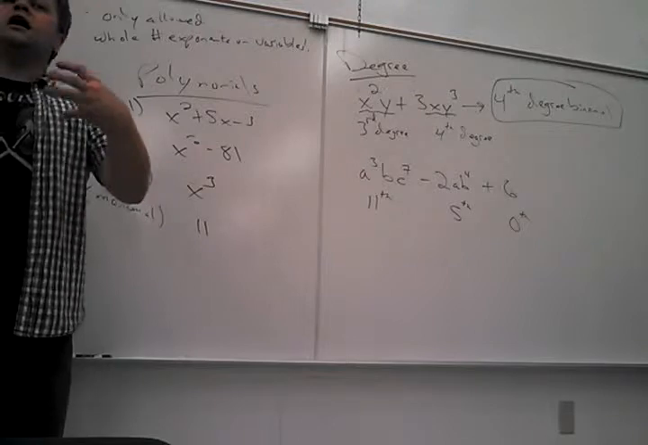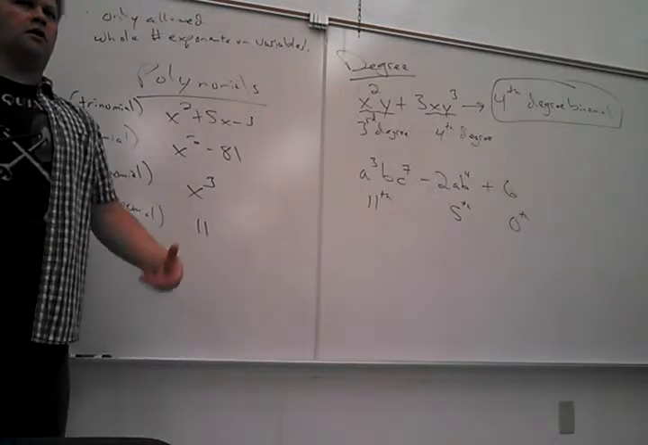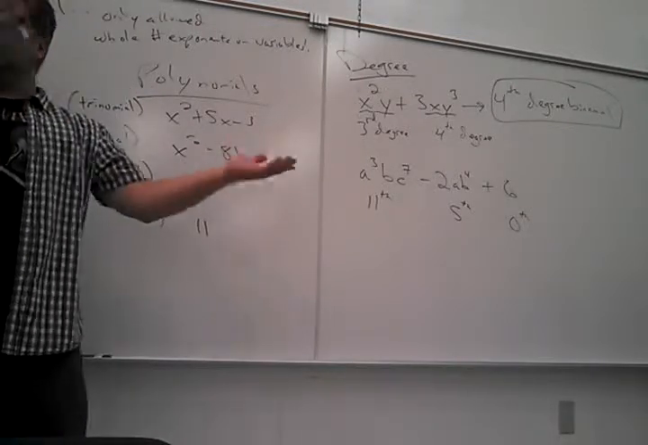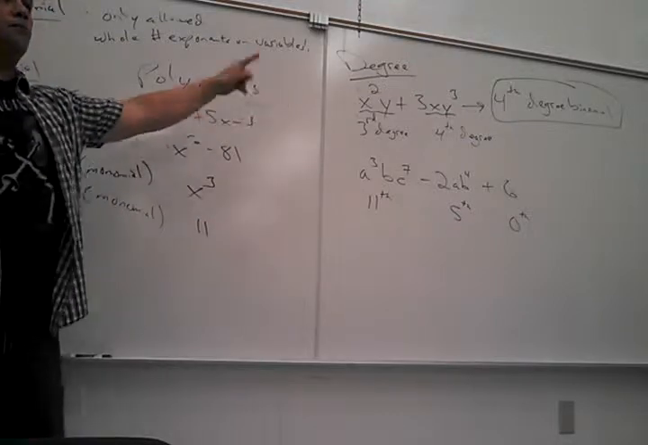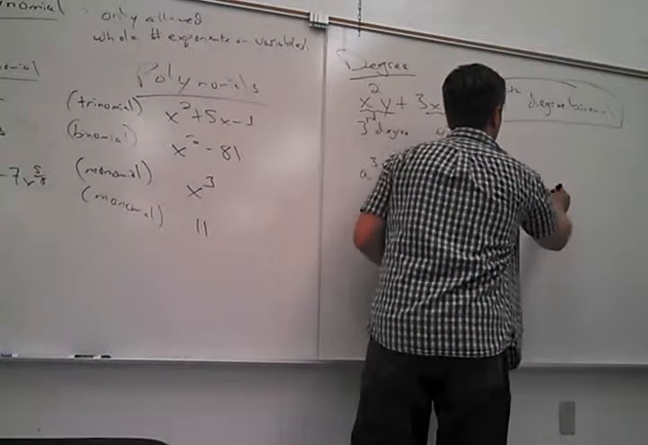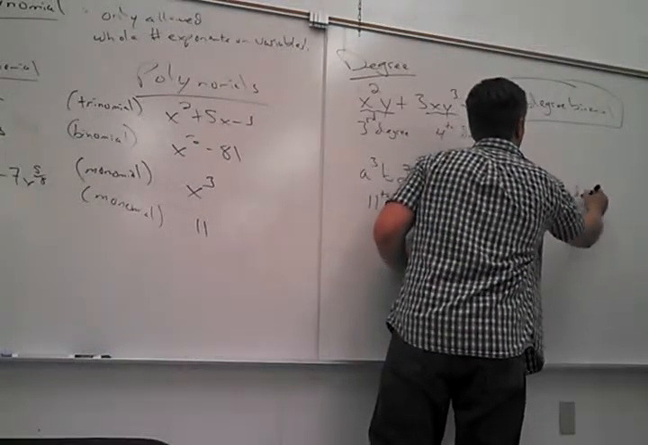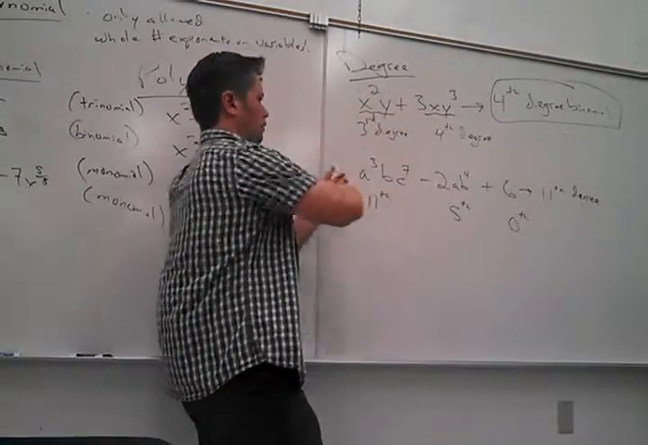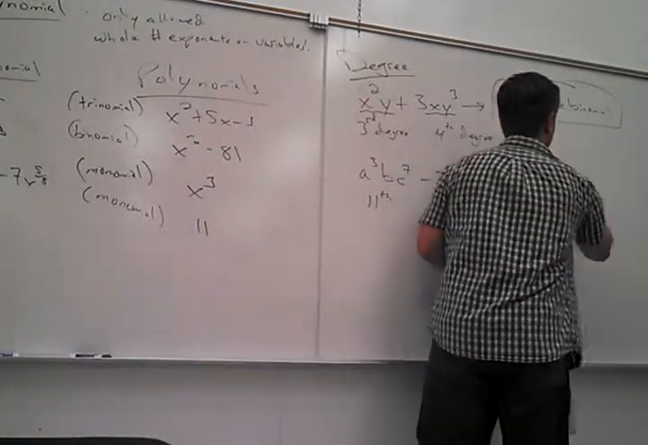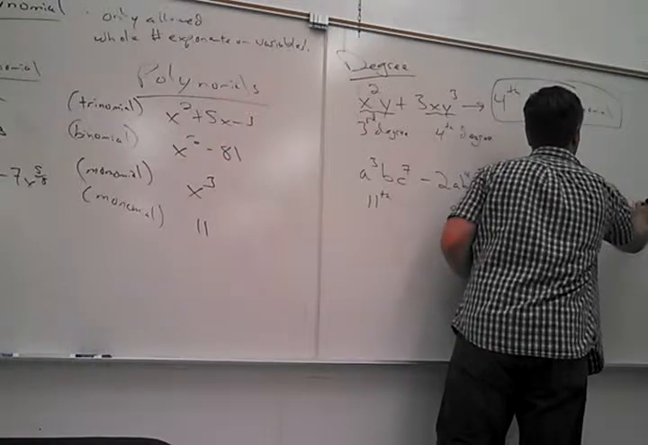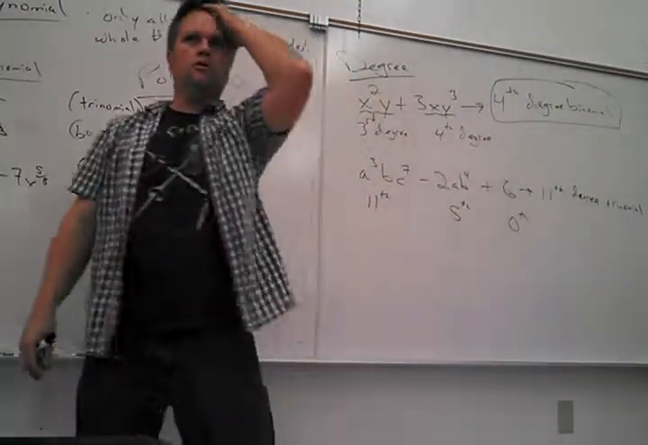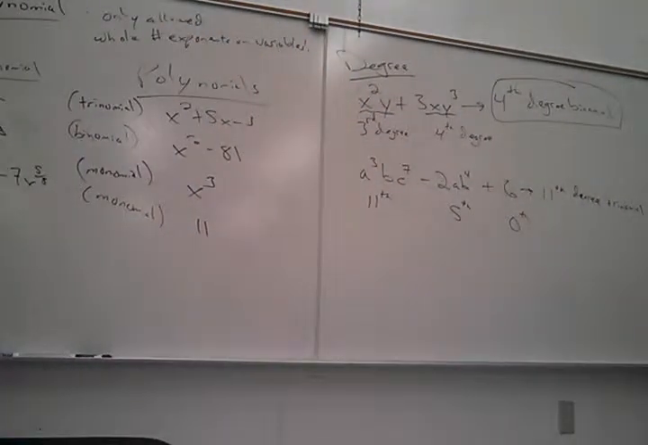That tells me it's a constant. That's really what that means. A 0 degree polynomial is a constant. 11, 6, whatever. So what's the degree of that whole polynomial? Yeah, so this would be an 11th degree trinomial. Cool. Okay. So that's not difficult, right? It just takes a little getting used to how to determine stuff like that.